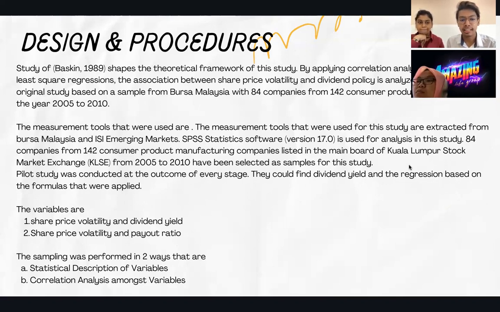A pilot study was conducted at the outcome of every stage. They could find dividend yield and regression based on the formulas that were applied. The variables are, number 1, share price volatility and dividend yield, and share price volatility and payout ratio. The sampling was performed in 2 ways: statistical description of variables, and correlation analysis amongst variables.